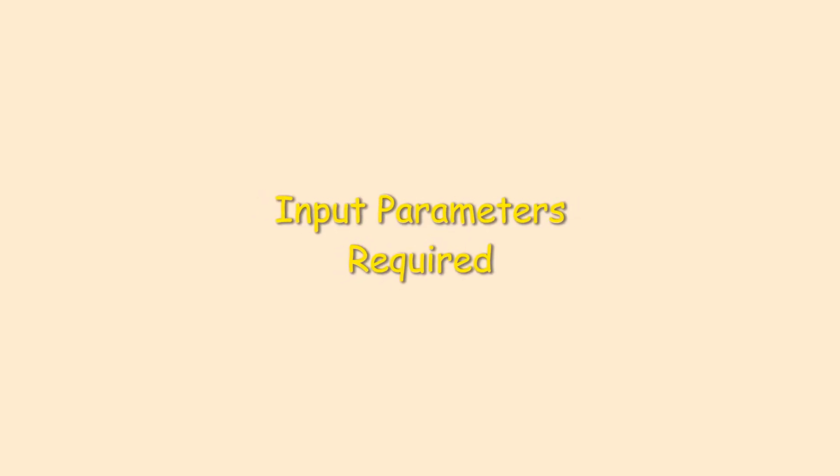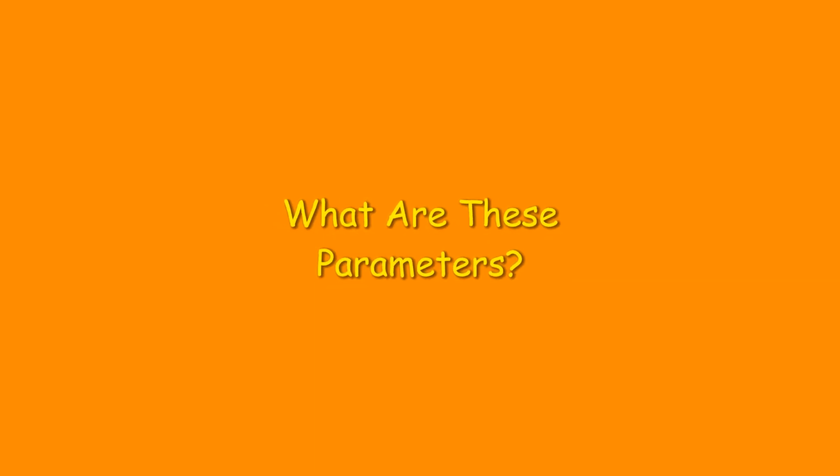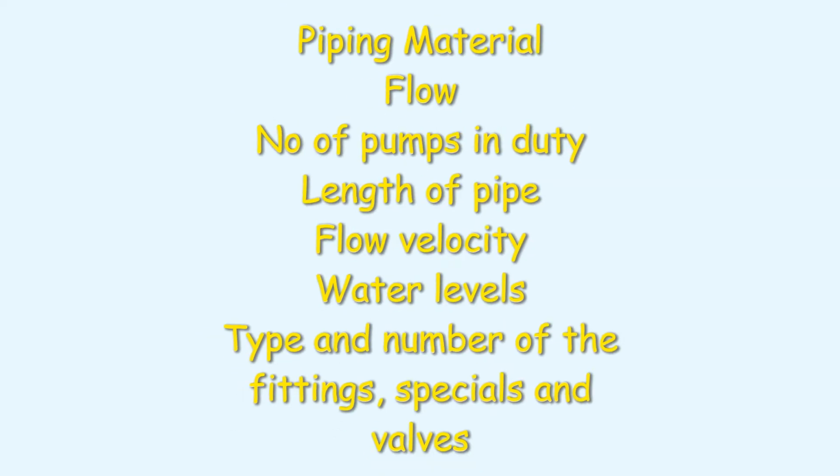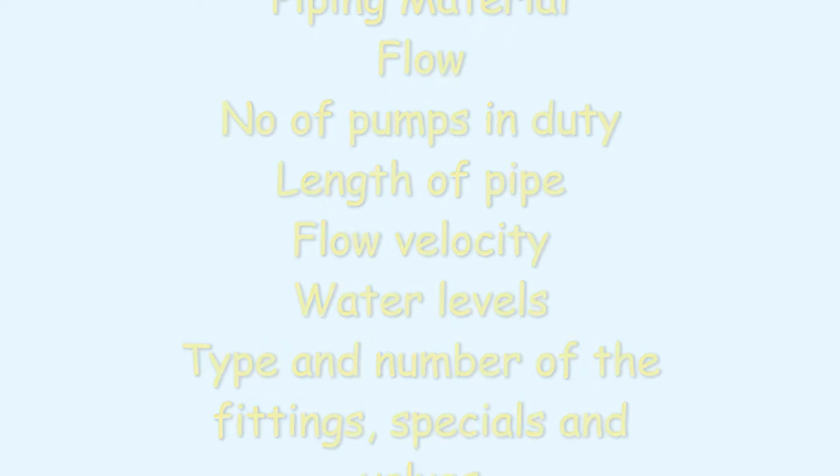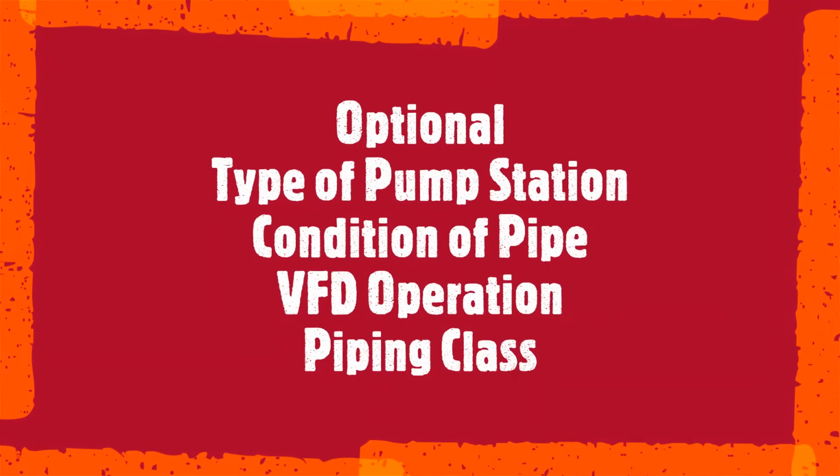First, we need to find out all the input parameters required. What are these parameters? As a minimum, we need to have the following: piping material, flow, number of pumps in duty, length of pipe, flow velocity, and water levels, type and number of the fittings, specials and valves. There are other input parameters which are optional, like type of pumping system, condition of pipe, VFD operation, piping classes, etc. These optional parameters will enhance the calculations but is not compulsorily required.